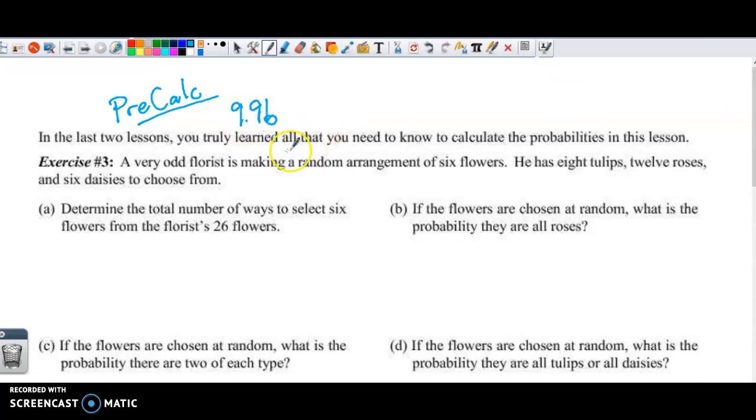Welcome back, Pre-Calc. Should be able to. So anyway, we're looking at this weird florist problem because it's kind of tough to come up with problems like this. An arrangement of 6 flowers, and the florist has 8 tulips, 12 roses, and 6 daisies to choose from. I guess underlying the number is just as important as the type. It just wants to know the total number of ways to select 6 flowers from the florist's 26 flowers. You can double check that it is 26 if you add those together.